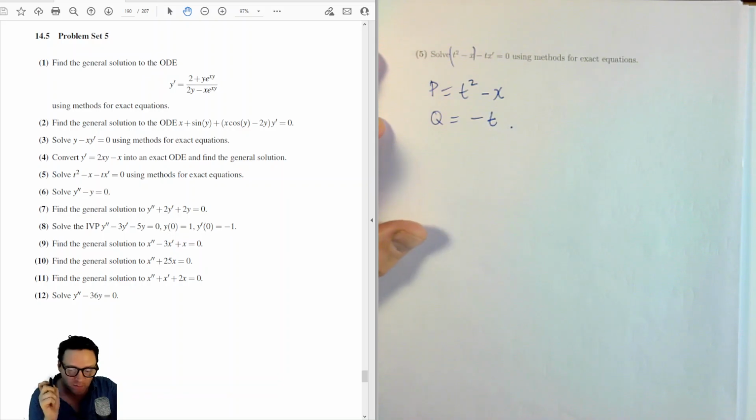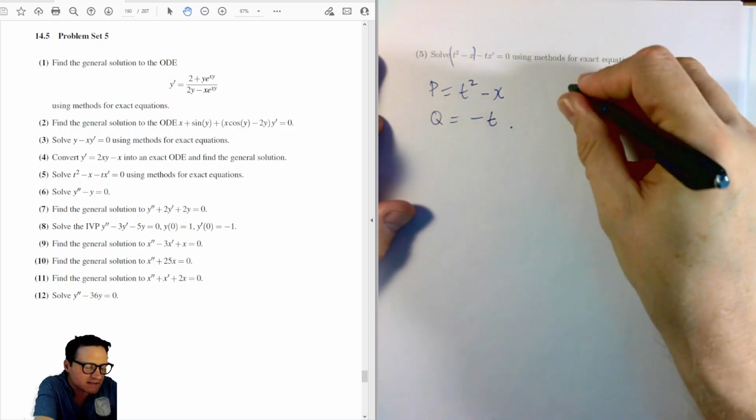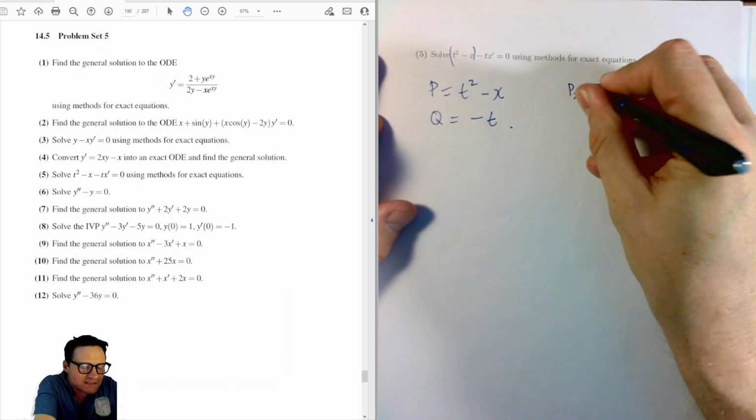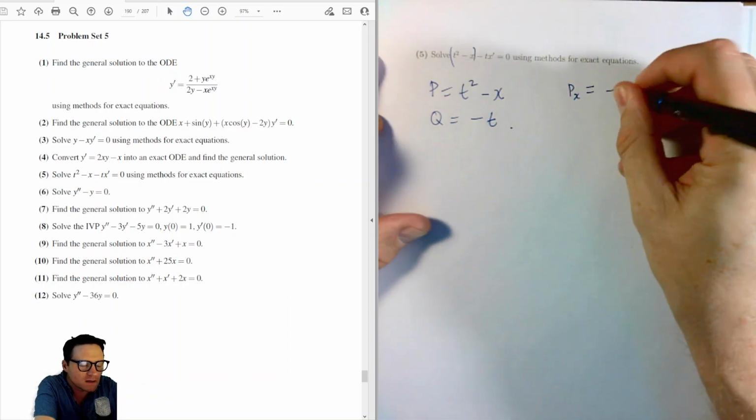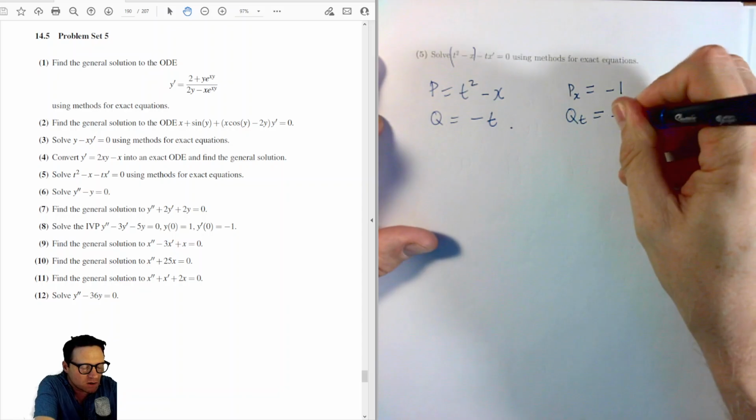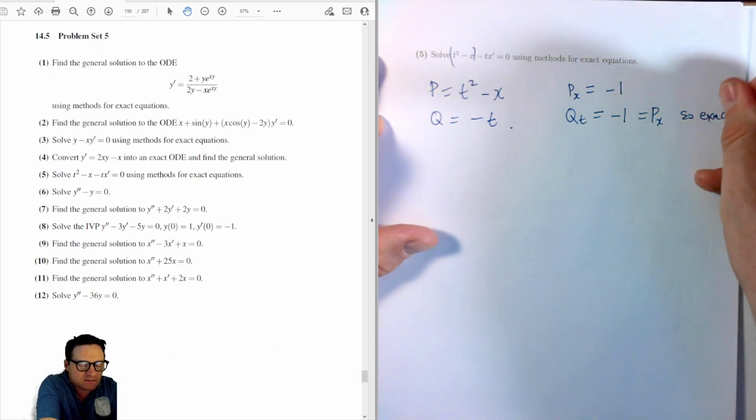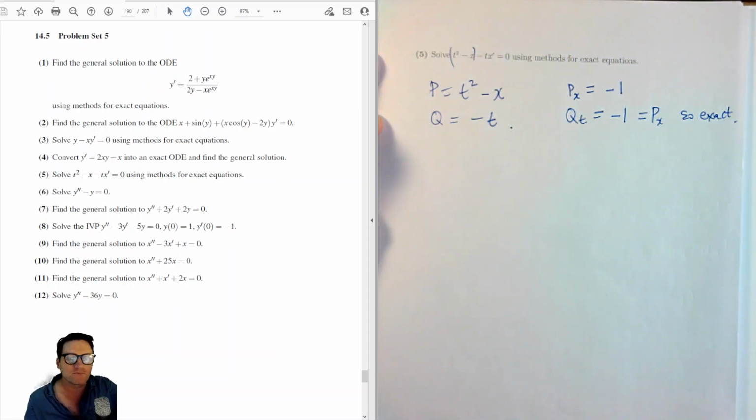Okay, now remember we used to differentiate with respect to y. We used to differentiate p with respect to y, but the dependent variable is x in this case, and the independent variable is t. So now in this case, we need to calculate p subscript x to test whether this is exact. So p subscript x is equal to minus 1, and q subscript t is equal to minus 1 also. So the equation is exact. And that should make this easy.